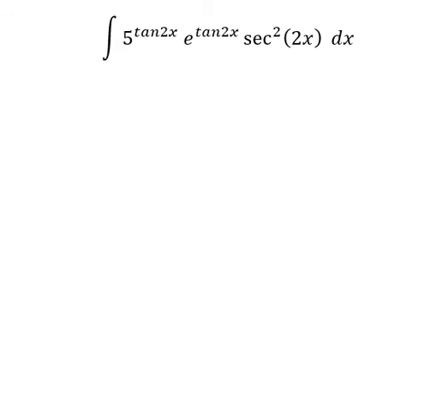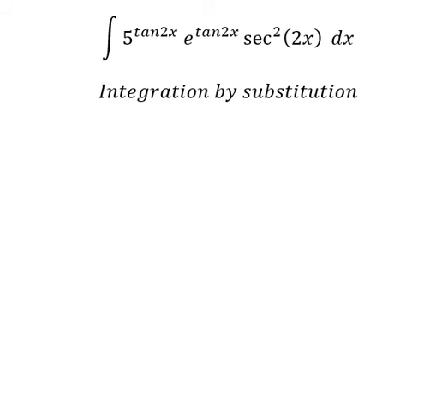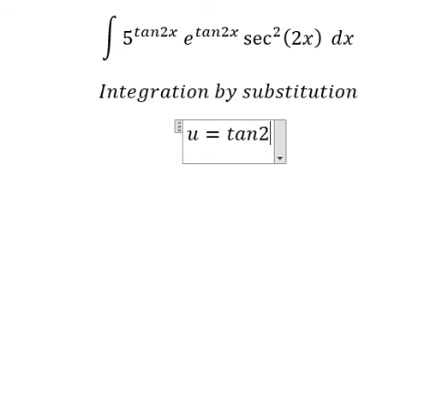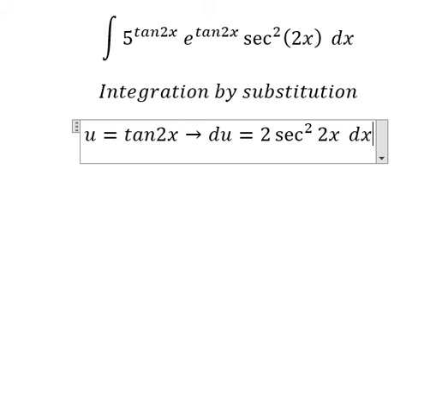We need to use integration by substitution. So I will put u equal to tan 2x. So we do the first derivative for both sides. We have sec squared of 2x dx. Because we don't have the number 2 in here, we divide both sides by 2.